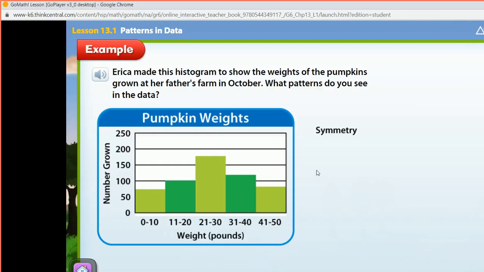Symmetry: if you can draw a line through it so that the two parts are mirror images of each other. Does the histogram have any symmetry? The histogram has symmetry at the interval. Yes, it has, Ya Ali. It has symmetry.